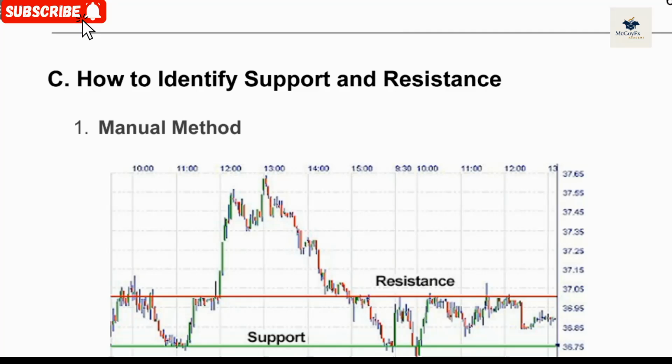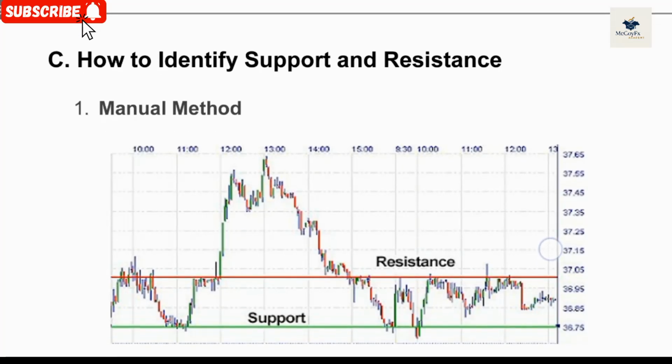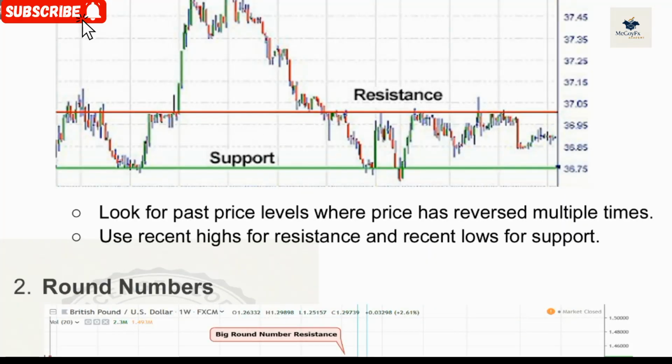C. How to identify support and resistance. 1. Manual method. We can see it in the diagram. Here you look for past price levels where price has reversed multiple times. Use recent highs for resistance and recent lows for support.